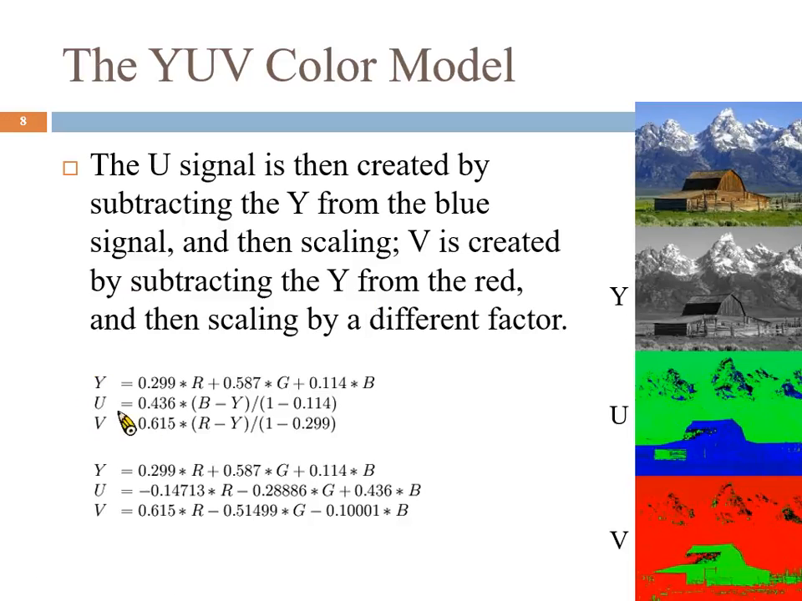So here is the formula to transform RGB color space to YUV color space. We can see that Y is the weighted sum of RGB, U is subtracting Y from blue with scaling, and V is subtracting Y from red and scaling. And these formulas can also be simplified or transformed to these formulas.